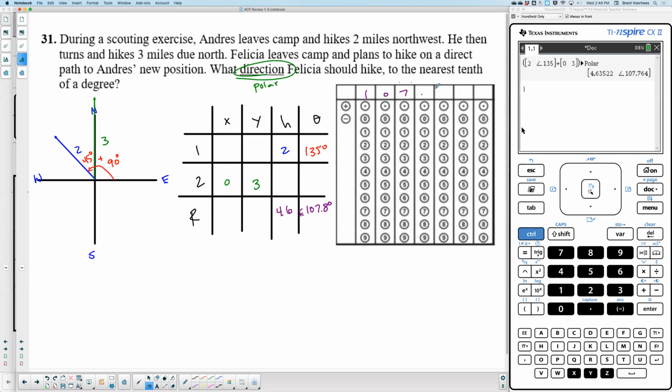107.8. If I left it like that, would that be correct if it was a paper test? Would that get you credit? No. Oh, yeah, you have to bubble it. 107.8. Would that get me credit? You don't have to actually put the positive. Yeah, that would get you credit. Yes, it would. It still would. All they care about are those bubbles.